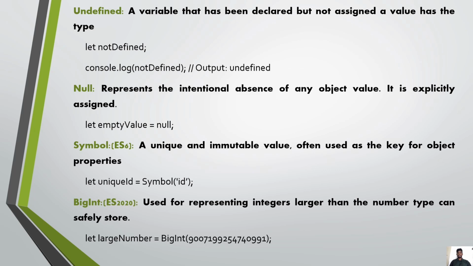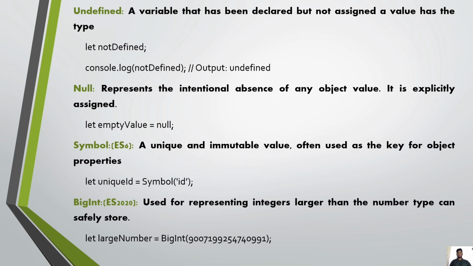Undefined: a variable that has been declared but not assigned a value has this type. Let notDefined. Console.log notDefined, but the output is undefined. Null represents the intentional absence of any object value. It is explicitly assigned. Let emptyValue equal to null.